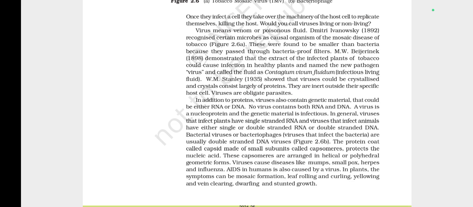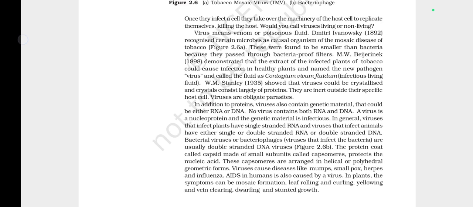In addition to protein, viruses also contain genetic material, either RNA or DNA. No virus contains both RNA and DNA. A virus is a nucleoprotein, and the genetic material is infectious. In general, viruses that infect plants have single-stranded RNA. Viruses that infect animals have single or double-stranded RNA or double-stranded DNA.